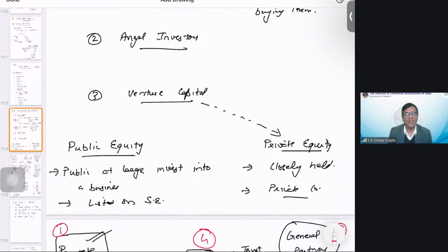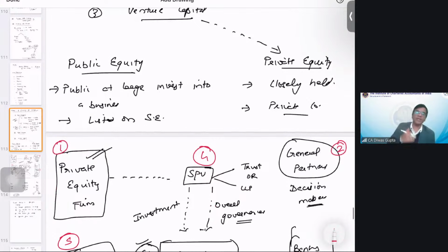Then the third one is venture capital, students. Now this is something very, very important to understand. There are two types of equity, students: one, public equity; second, private equity. Public equity is where you raise funds at large, people invest in your business, and then you list on a stock exchange, right? That is called public equity, wherein you approach people at large, they invest into your business, and you get yourself listed on a stock exchange for their dealing.